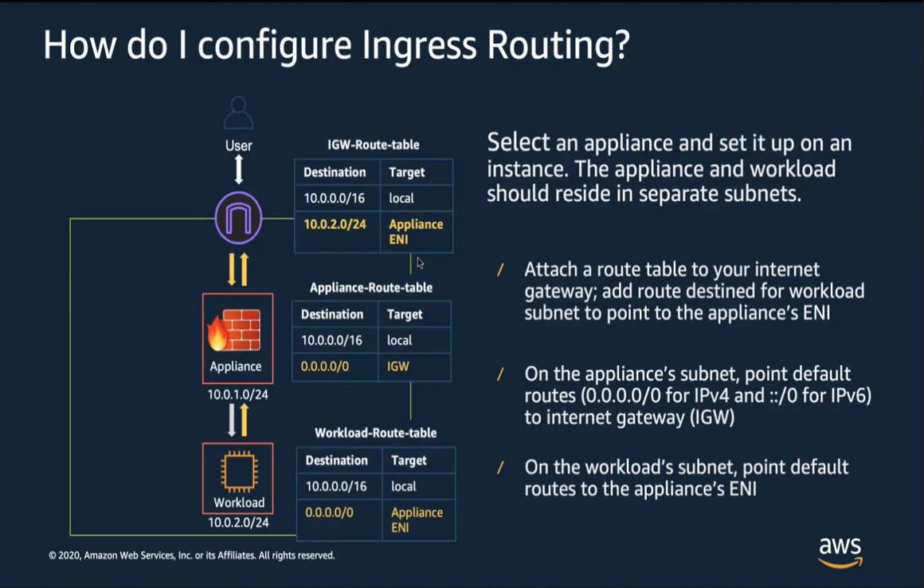Third, your workload sends response packets back to the internet, and you have to add a route, which is represented in yellow, which passes through the appliance's ENI before going to the internet gateway. And once the outbound traffic goes to the appliance, then if you look at the appliance's route table, you have a yellow route which you need to add to route the traffic that comes out of the appliance and is destined for the internet through the IGW. So this is how you configure ingress routing.